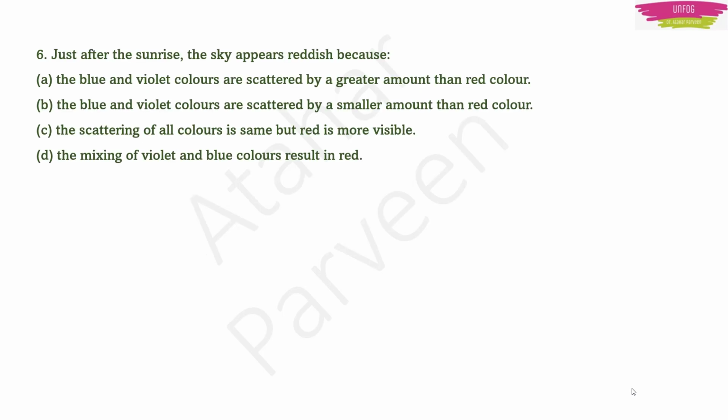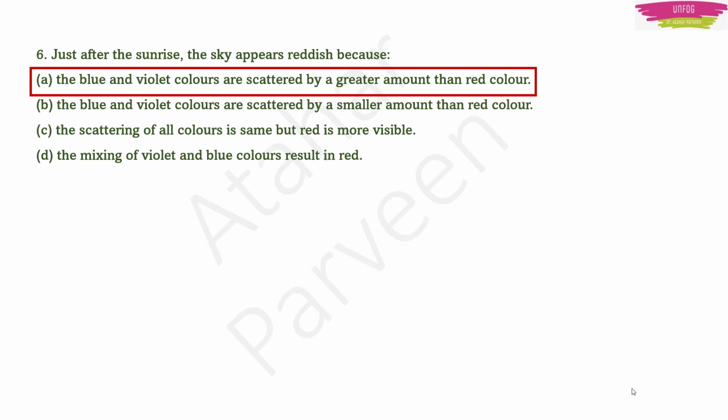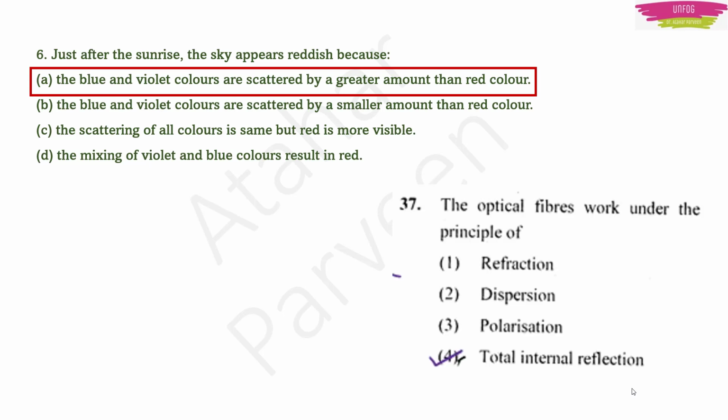Now let us see a few multiple choice questions based on this topic. First question is, just after the sunrise, the sky appears reddish because the blue and violet colors are scattered by a greater amount than the red color. The Rayleigh scattering thing, you know it, right?